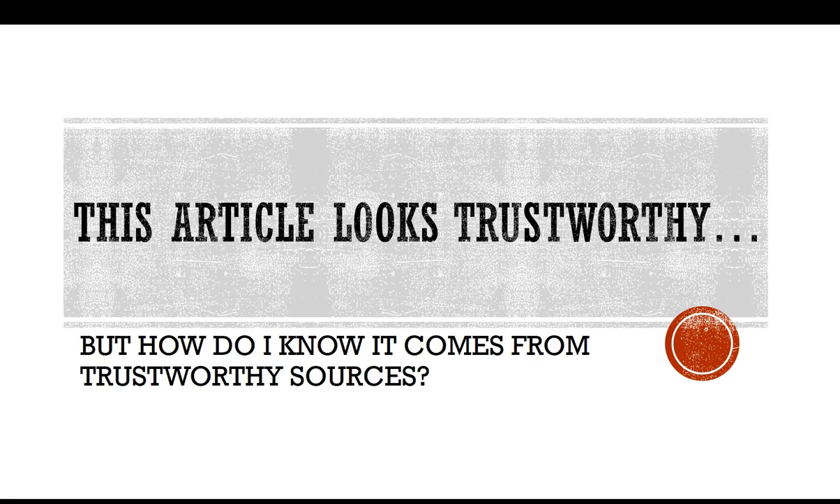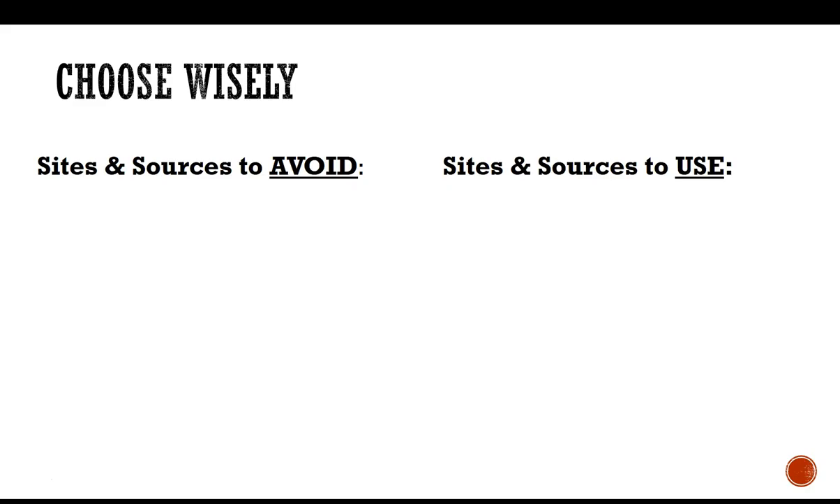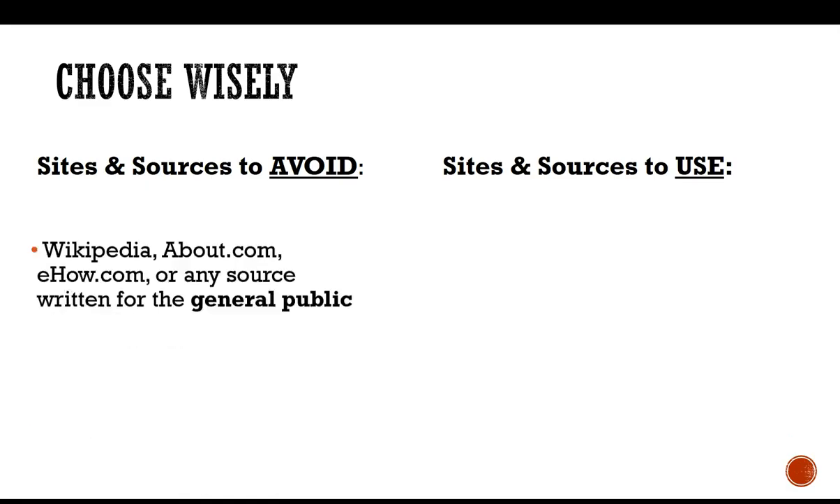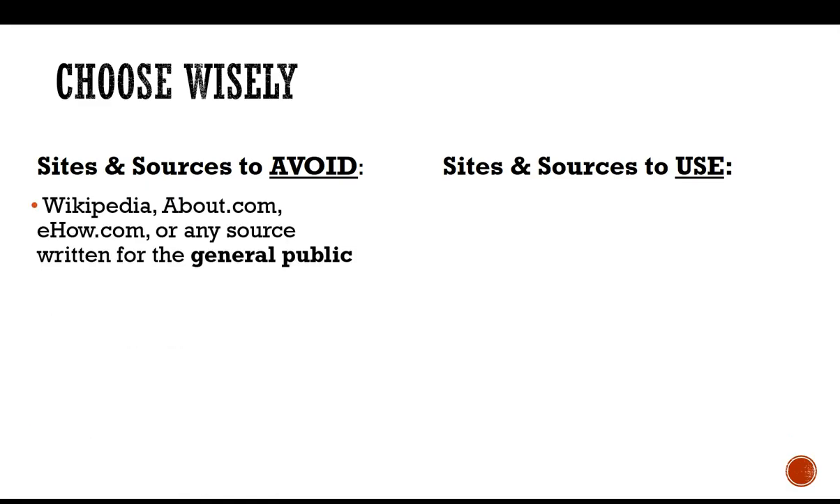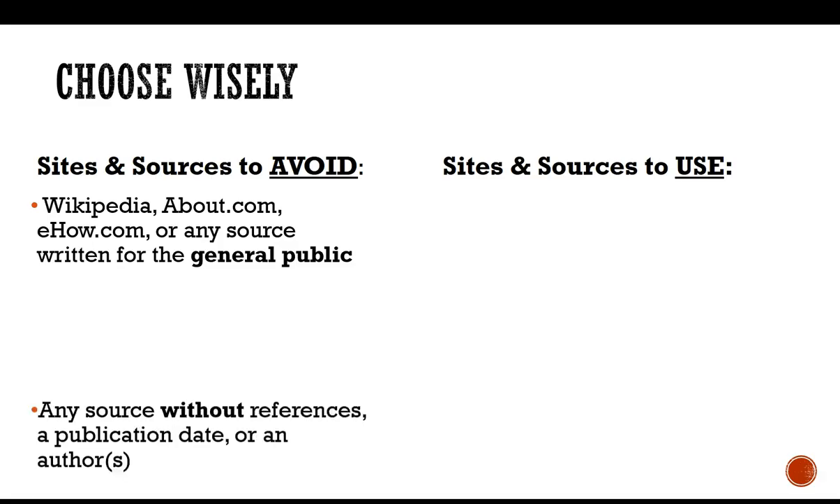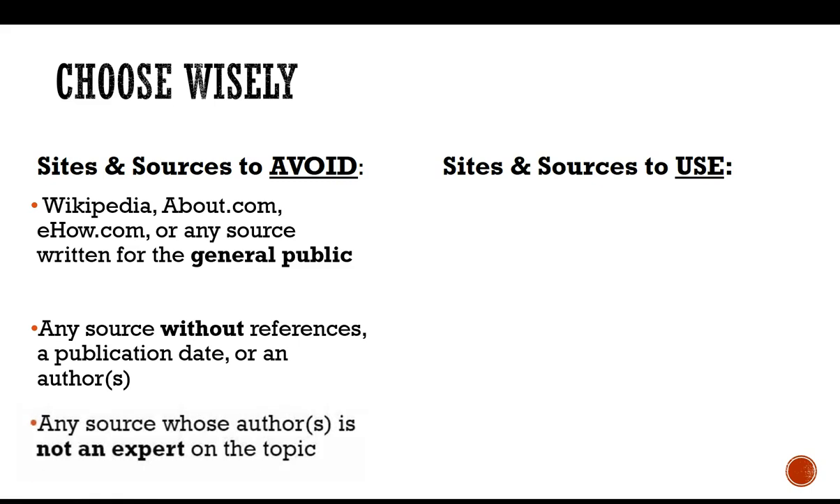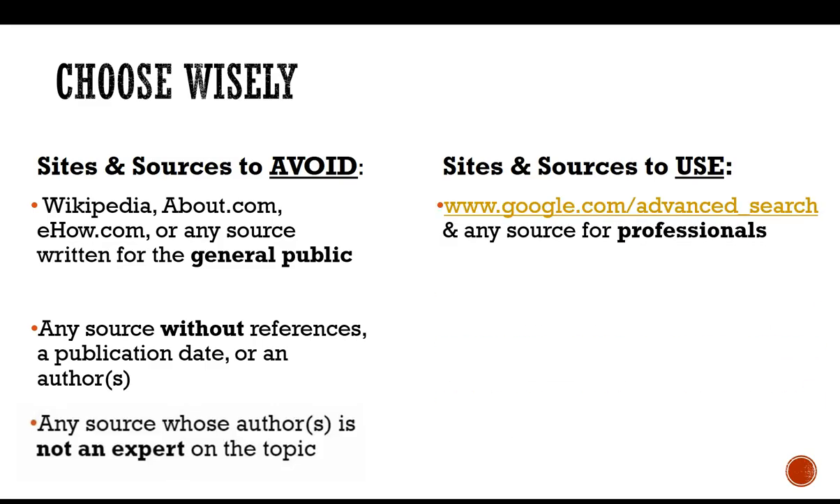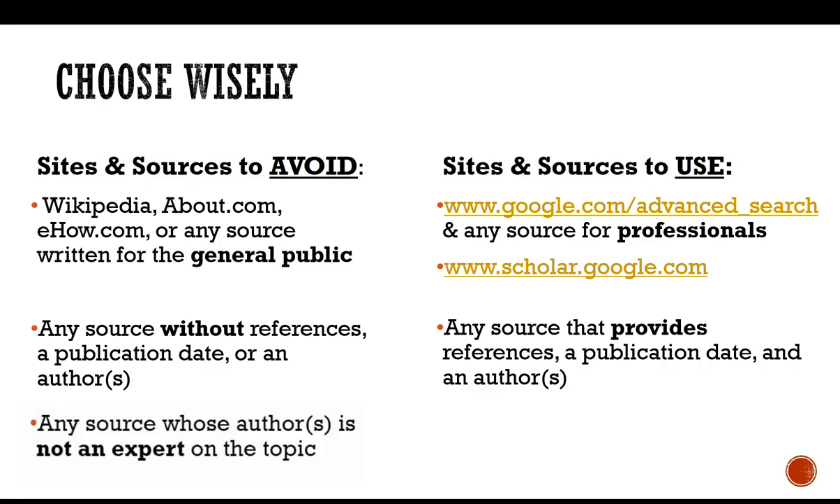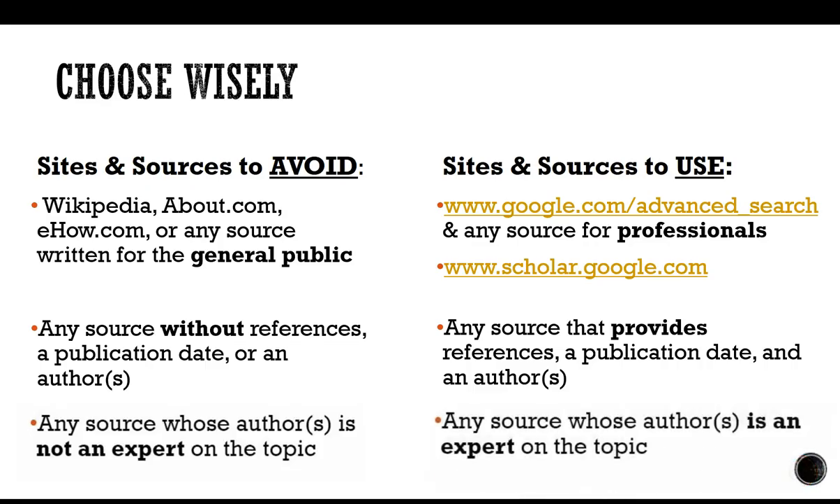This article looks trustworthy, but how do I know it comes from trustworthy sources? Choose wisely. Sites and sources to avoid include Wikipedia, About.com, eHow, or any source written for the general public. Any source without references, a publication date, or an author listed. Any source whose author is not an expert on the subject. Sites and sources to use include Google Advanced or any source for professionals, Google Scholar. Any source that provides references, a publication date, and an author. Any source whose author is an expert on the topic.